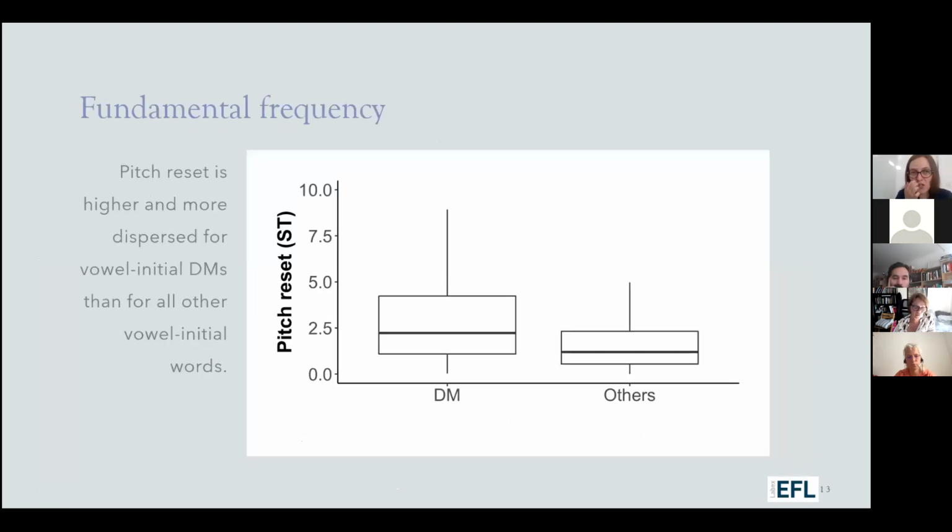And finally, we looked very quickly at the fundamental frequency, and we found that pitch reset is higher and more dispersed for vowel initial discourse markers than for all other vowel initial words. So here we compared only discourse markers with all the other words, and we looked only at vowel initial words, because, well, it's really a preliminary study, and we are going to look into more words and to broaden the search in the next steps of the project.